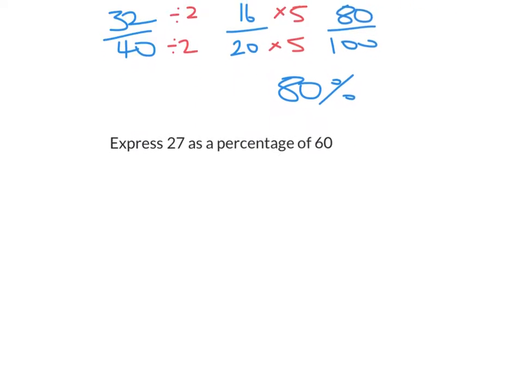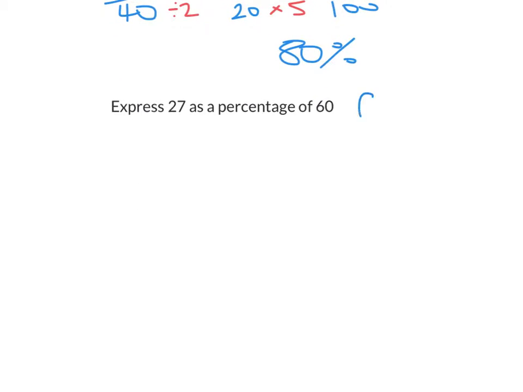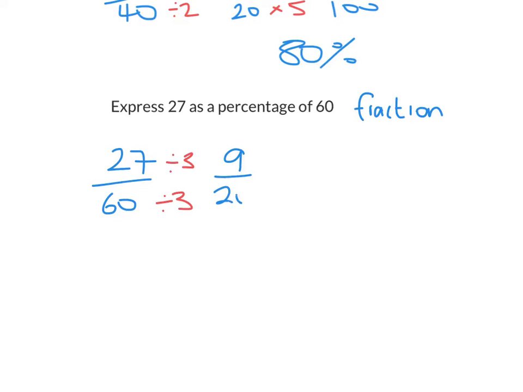Okay. And last example, again, it says percentage, but we think fraction. So we're going to say 27 over 60. And again, we can't multiply 60 by anything to change it to 100, so let's try dividing. What can we divide both these numbers by? Well, 3 is a good one, so let's divide them both by 3. And that'll give us 9 over 20. Well, now that I've got over 20, I can times by 5. Which gives me 45 over 100, which is 45%.